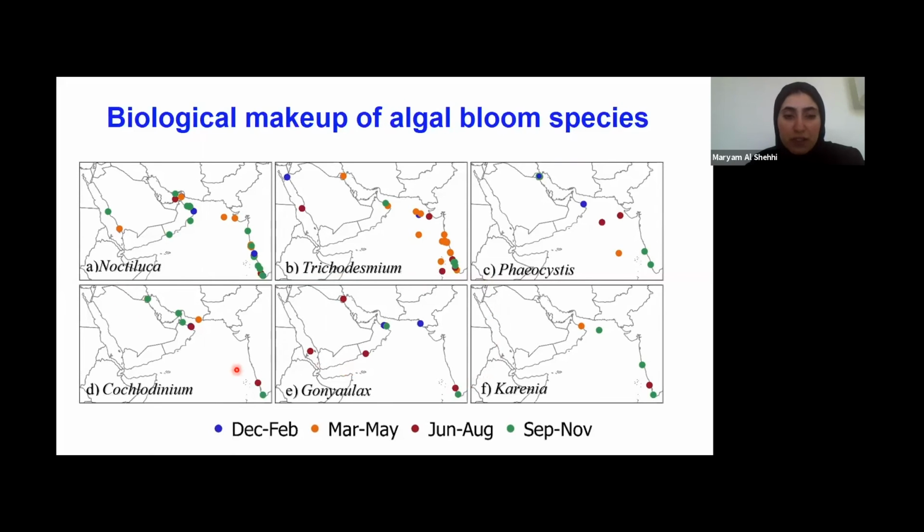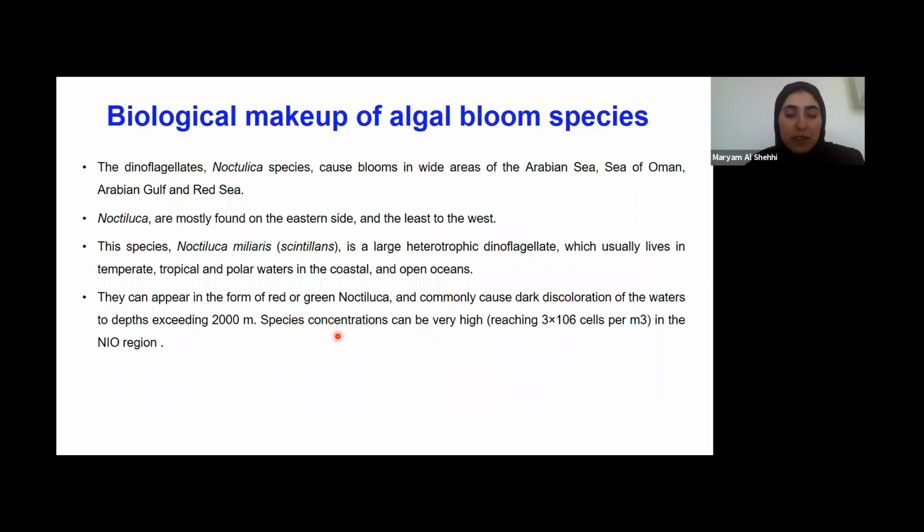If we look at Noctiluca, for example, the dinoflagellate Noctiluca causes blooms in wide areas of the Arabian Sea, Sea of Oman, the Arabian Gulf and the Red Sea, and they are mostly found in the eastern side and least in the west. Noctiluca species usually live in temperate, tropical, and polar water in coastal and open oceans. And they can appear in different colors, like red and green.